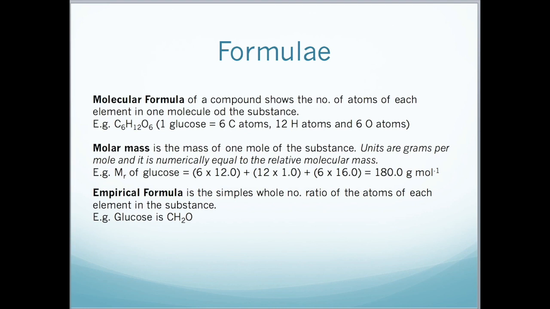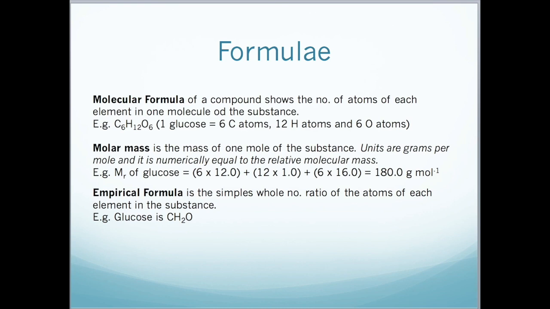Then we have molar mass, which is the mass of 1 mole of the substance, and the units are grams per mole, as shown here. So the value of the molar mass is found by adding the relative atomic masses of all the atoms present in the formula. You can find the relative atomic masses from the periodic table. So for example, if we look at carbon in the periodic table, we can find out that the relative atomic mass of carbon is 12.0. So we can use that in our calculation.